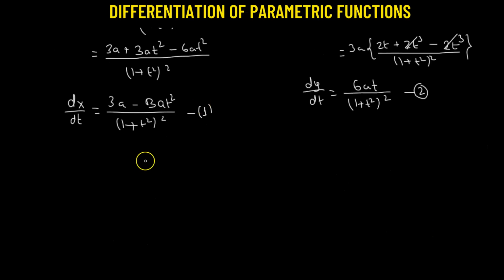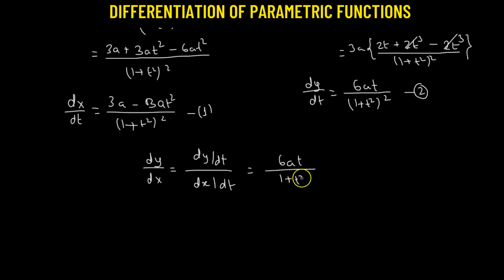Now in order to find the value of the derivative of y with respect to x, all we have to do is divide equation number 2 by equation number 1. That means we take the derivative of y with respect to t and divide it by the derivative of x with respect to t. The derivative of y is 6at divided by 1 plus t squared whole squared. Dividing by the derivative of x with respect to t is simply multiplying by the reciprocal, which will be 1 plus t squared whole squared divided by 3a multiplied by 1 minus t squared.